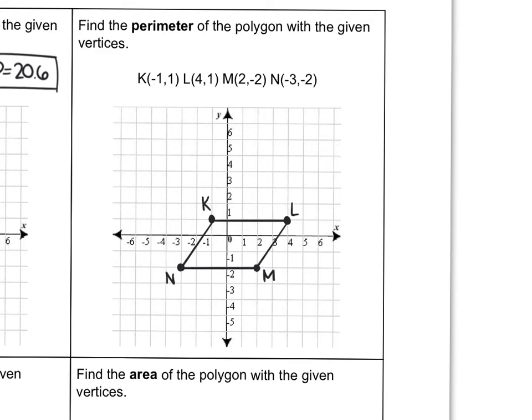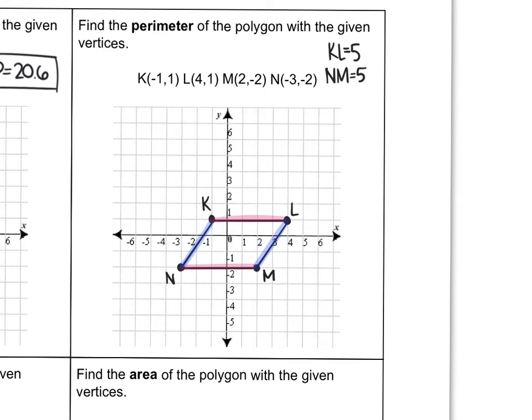So I'm going to start with the easy sides. The easy sides would be KL and NM, because those are horizontal lines, so I can just count. So up here, KL, if I count that, I'll get that KL is 5. NM, I'll go ahead and count NM. NM is also 5. Now I'm going to do the 2 other sides, which are going to be a little bit more difficult. I'm going to have to use the distance formula for both of those.